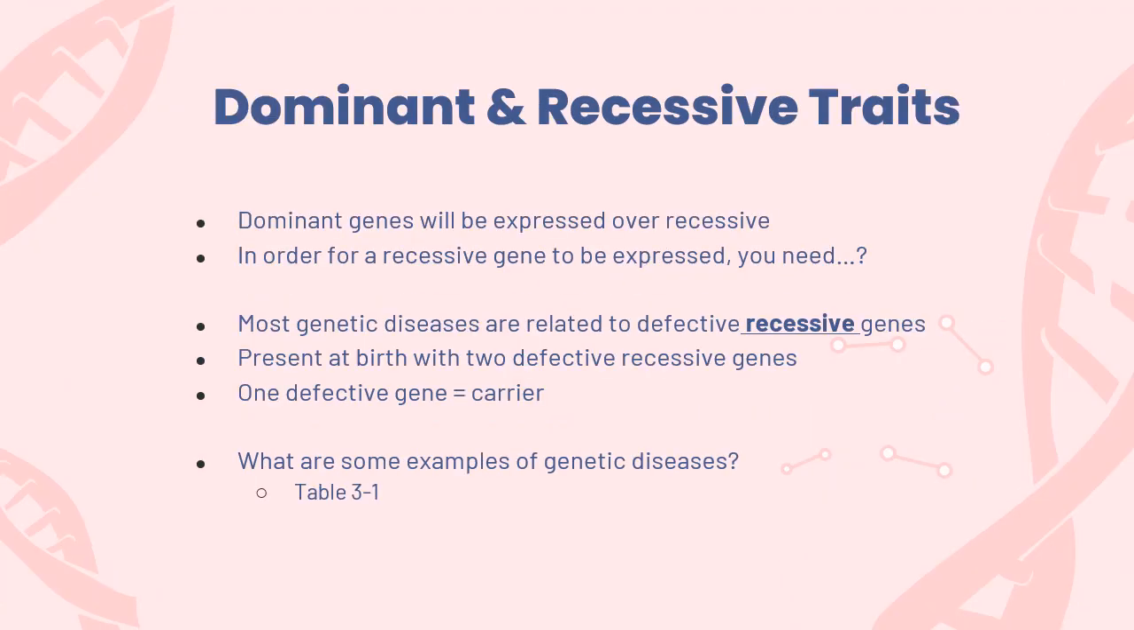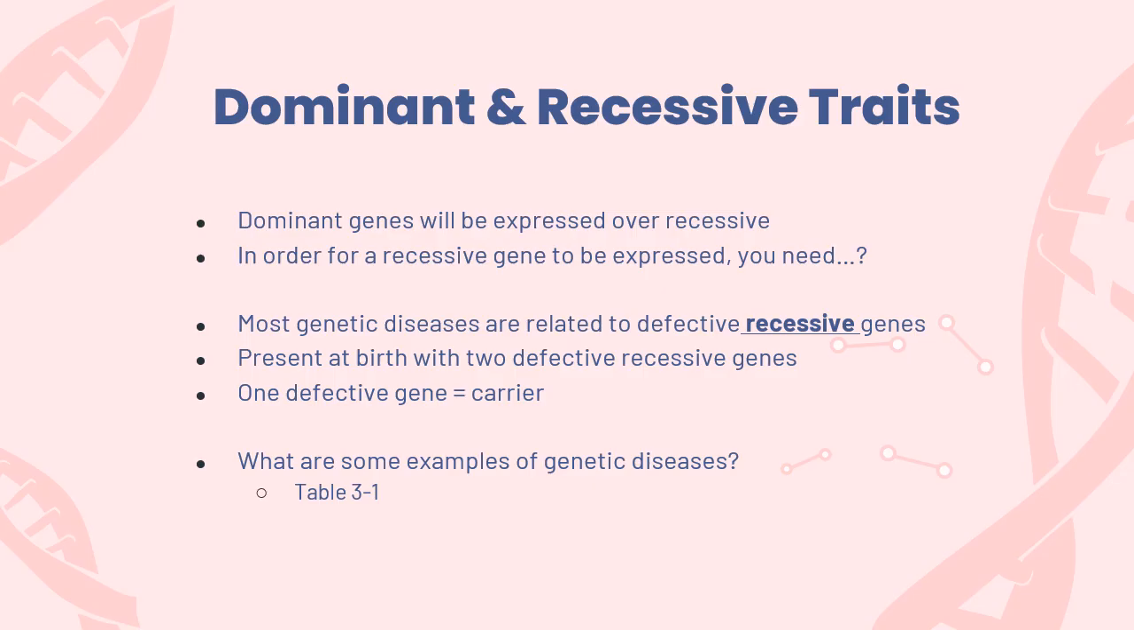All right. Dominant versus recessive traits. I'm sure you guys kind of remember this. We started learning about this kind of stuff back in high school. So dominant genes are going to be expressed over recessive. In order for a recessive gene to be expressed, what do you need? You need 2 recessive genes, right? Because the dominant is always going to be expressed over the recessive. So if there's a dominant in play, that recessive is never going to be shown.